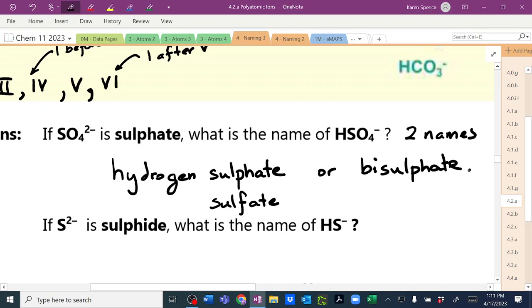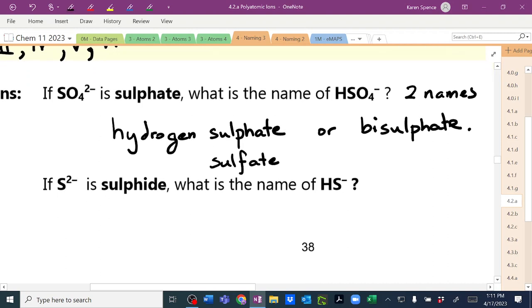Plus, I don't know how to make my brain stop doing pH, so you'll just have to wait for me to retire. Okay? All right, and if we have S2 minus is sulfide, what is the name of HS minus? Hydrogen sulfide, or bisulfide.